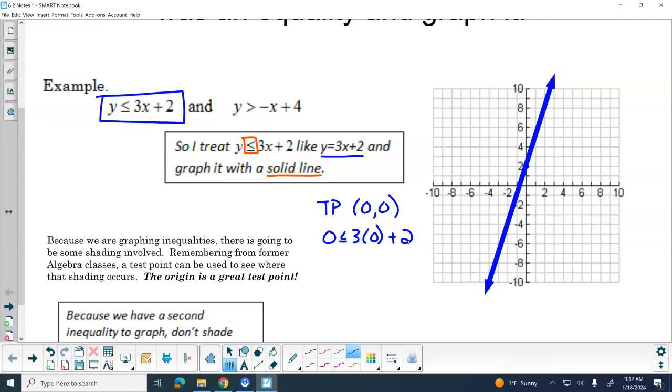0 is 0. 3 times 0 is 0. 0 plus 2 is 2. Is that a true statement or is that a false statement? 0 is less than or equal to 2. That's a true statement. So that means that my origin is in the true part, but because I've got to graph another one, I'm just going to put 3 light arrows going in that direction towards where I would have normally shaded on my graph for right now. Okay?